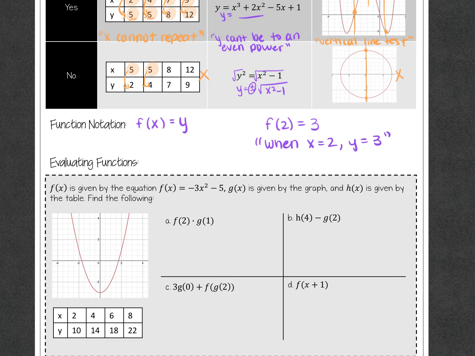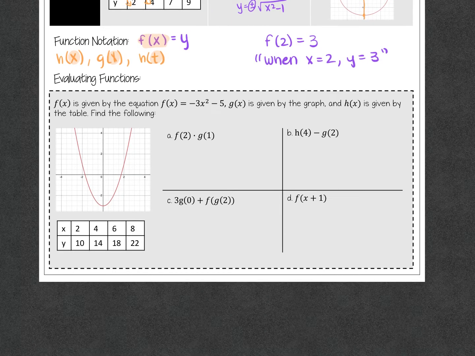So it's more informative. Function notation uses f of x. You could also use h of x or g of x or anything like that, or even h of t. But whatever number or variable is inside the parentheses represents your input, and when you evaluate it, that's your output. Okay, so let's look at some examples.